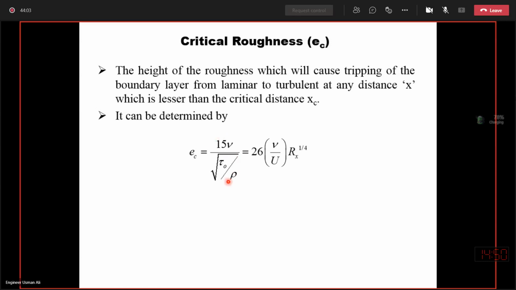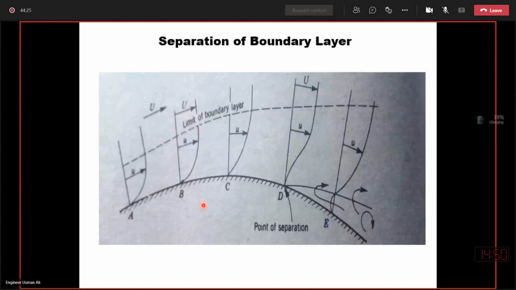This can be determined by these equations: 15 times nu over under root tau naught over rho. Nu is the kinematic viscosity, tau naught is the boundary shear stress, and rho is the density. Or it can also be determined by this formula: 25 nu over u Rx power 1 by 4, where Rx is the Reynolds number up to this distance x, where this change is taking place.